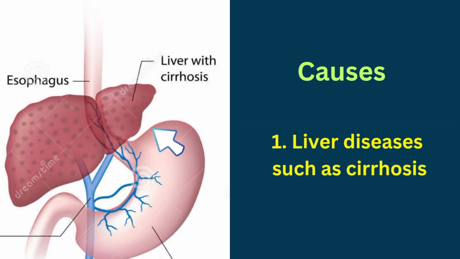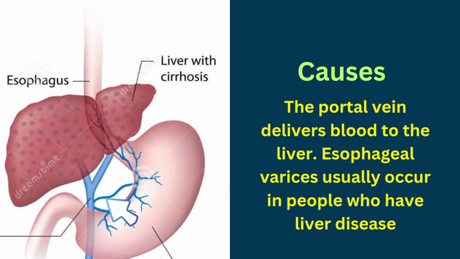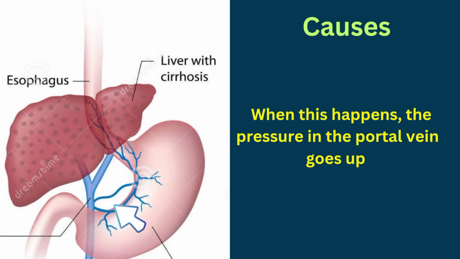The first cause is liver diseases such as cirrhosis. The liver is the organ that cleanses the toxins from the blood. The portal vein delivers blood to the liver. Esophageal varices usually occur in people who have liver disease. Blood flow through the liver slows in people who have liver disease such as cirrhosis. When this happens, the pressure in the portal vein goes up.